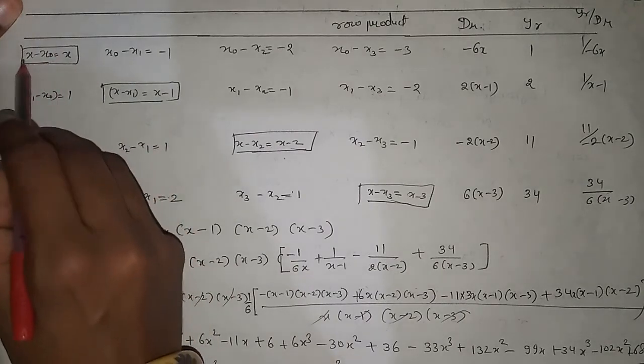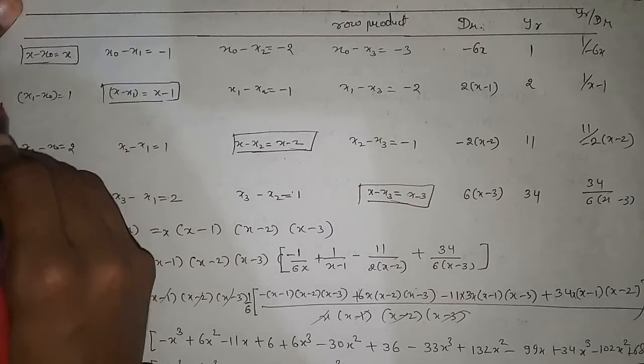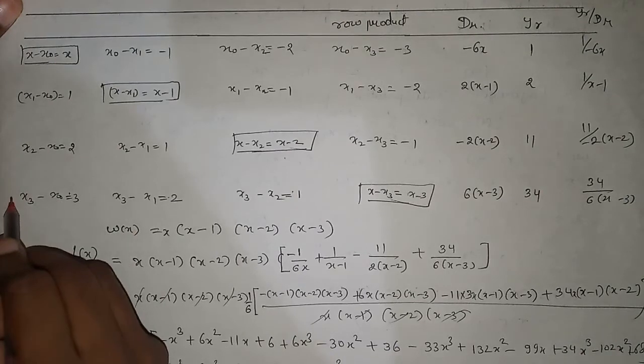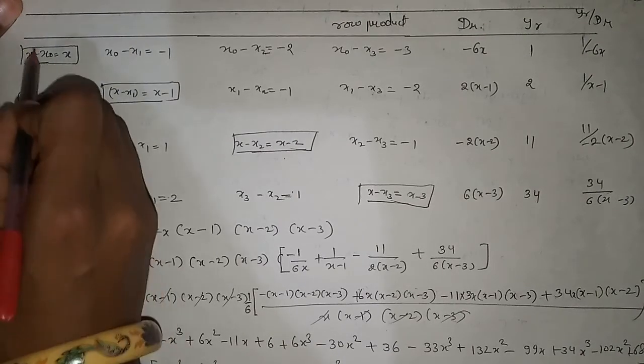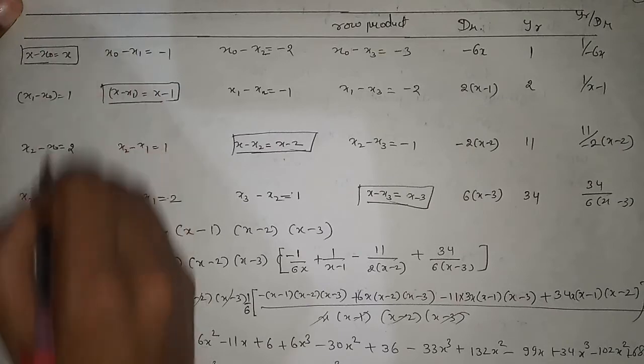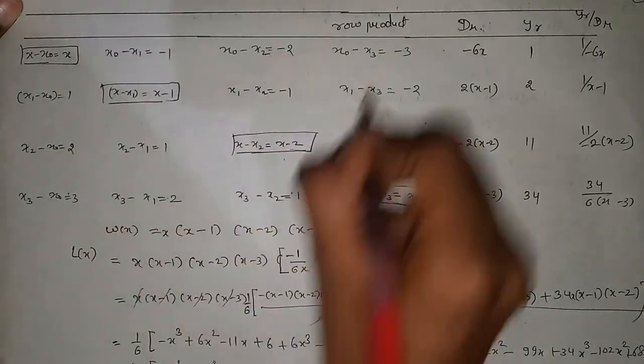Now this is the row for x0, this is for x1, this is for x2, and this is the row for x3. So it is clear that we will subtract x0 here, x1 here, x2 here, x3 here.